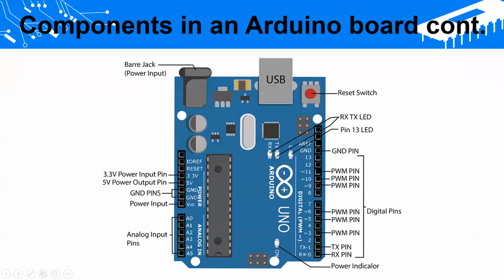We have a set of LEDs. This LED is coupled with pin number 13. If we give some voltage to pin 13, this LED will light up. Then we have RX and TX LEDs as well. If you are doing some communication and it is receiving data, it will light up the RX. If it is transmitting data, it will light up the TX. Then we have the power on LED, which shows whether the Arduino board is powered up or not.